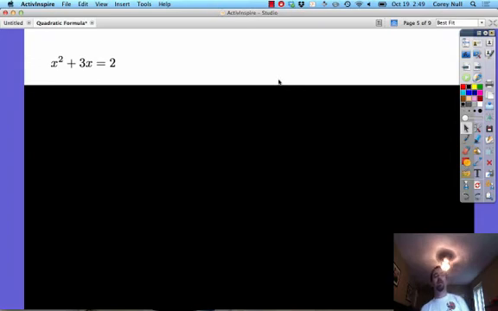Okay, let's look at a problem. What I want to do is solve this equation. I want to find all of the values of x for which this is true. So I'm going to use the quadratic formula to do that.